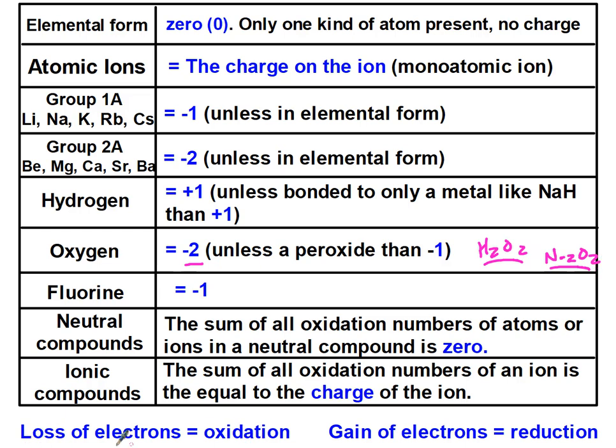When an atom or ion loses electrons, it's called oxidation. So LEO, loss of electrons, oxidation. And when we gain electrons, that's reduction. GER, so LEO goes GER. Or you can go OIL RIG. Oxidation is loss, reduction is gain.